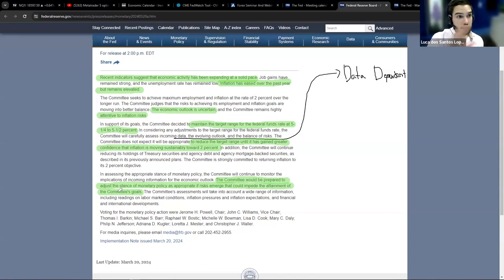But if it's not, that's not a problem either, because they have to be prepared at the central bank, right? And therefore, they say the committee would be prepared to adjust the instance of MP as appropriate if risks emerge that could impede the attainment of the committee goals. So they are always ready if something happens, of course. The committee assessment will take into account, and then they come and say, okay, look, market, this is what we are waiting for the data on, so we can take proper decisions, all right?